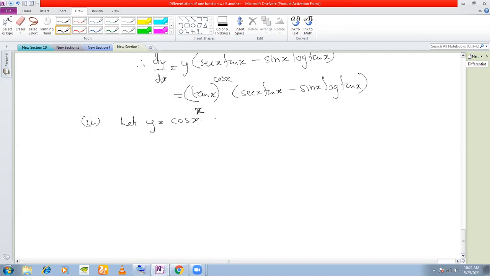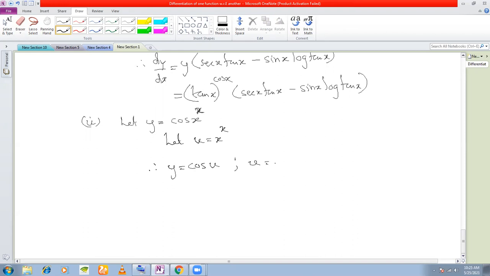Yes, but this is not the same as cos x to the power of x. Understood? These two are different. Here x only has been raised to the power of x. Clear? So these two are different. So what we do here is I start by saying let u is equal to x to the power of x. So therefore you have y is equal to cos u.